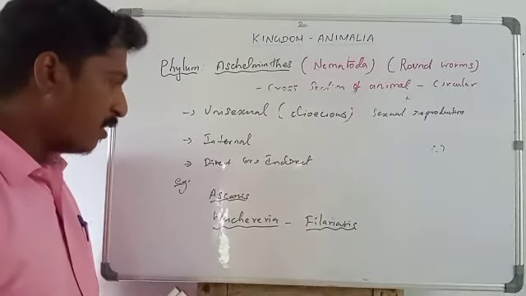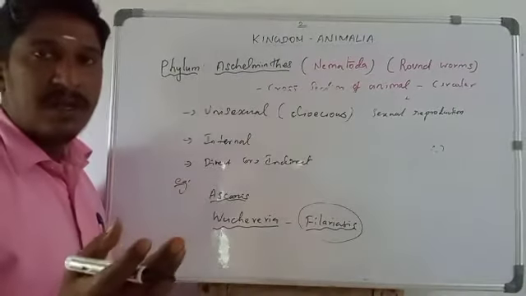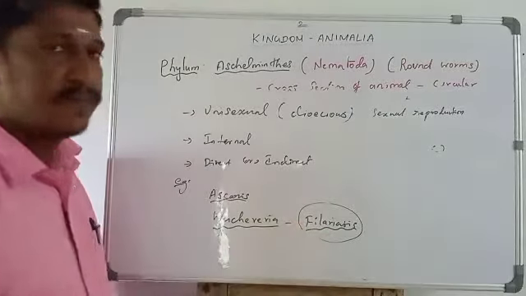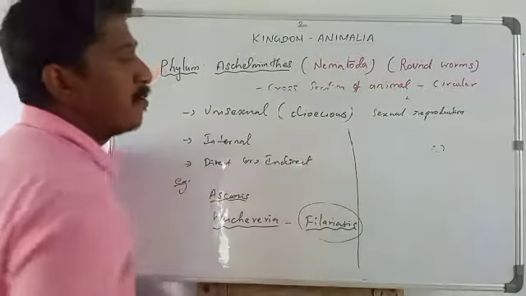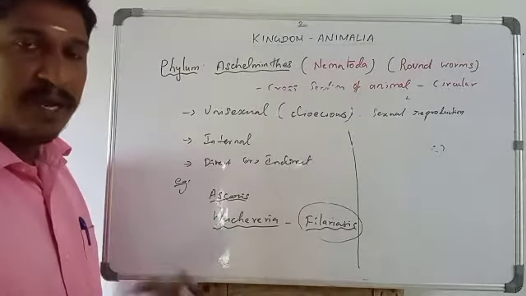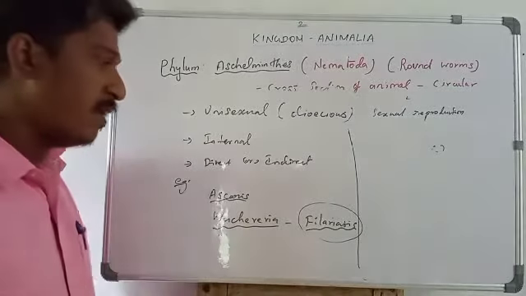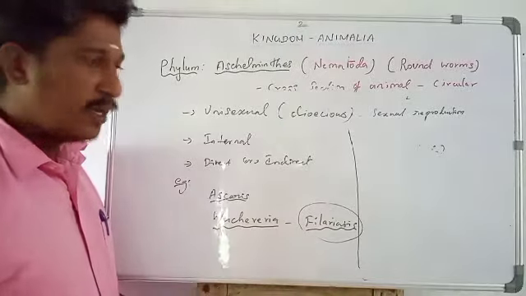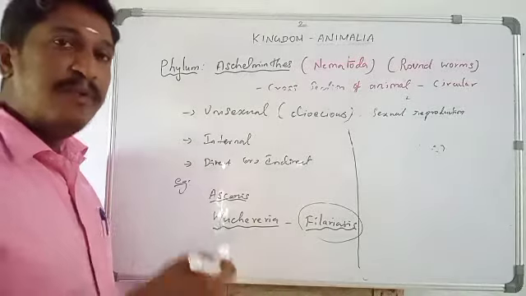Some information about filariasis is given in the textbook, because filariasis is the second major public health problem in India, next to malaria. Malaria is the first major problem in India, and next to malaria, filariasis is the second major problem.